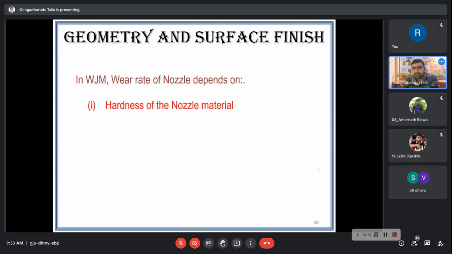Geometry and surface finish. Hardness of nozzle material. Okay, in water jet machining, wear rate of nozzle. So here we are talking about wear rate of nozzle. This is also important, because nozzle has limited life only, some 200 hours. So how to maximize the life of the nozzle? That is also one important criteria. In water jet machining, wear rate of nozzle depends on hardness of nozzle material. So preferably we should have very good hardness for the nozzle material.